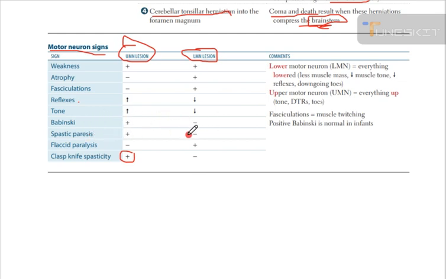Spastic paralysis is negative and flaccid paralysis is positive, because flaccid means something very loose, and we have discussed that upper motor neuron lesions have increased tone. Clasp-knife spasticity shows rigidity, so it is positive in upper motor neuron lesions. Fasciculations are muscle twitchings. A positive Babinski sign is normal in infants. This is one thing to remember.